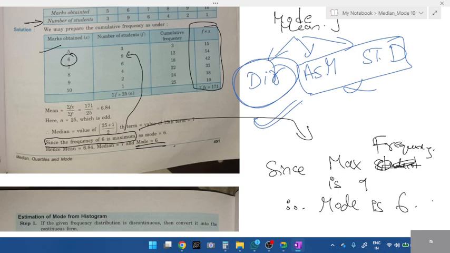Okay, so statistics is completed. Tomorrow, from the beginning, once again I'll make you all revise statistics: mean, median, mode, histogram, graphical representation, OGF graph, all these things.